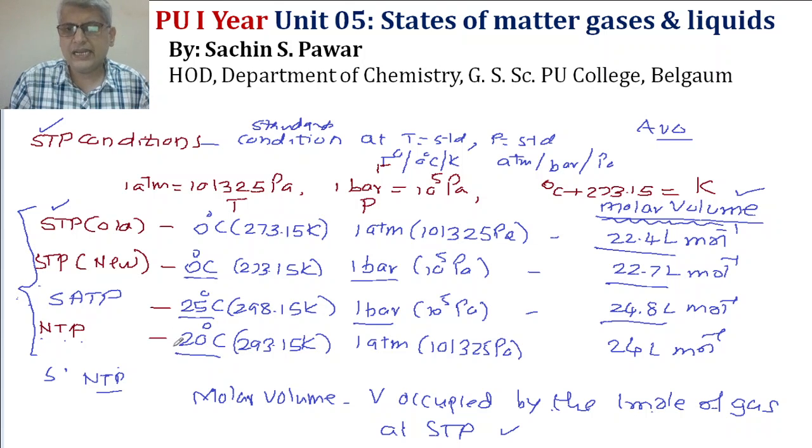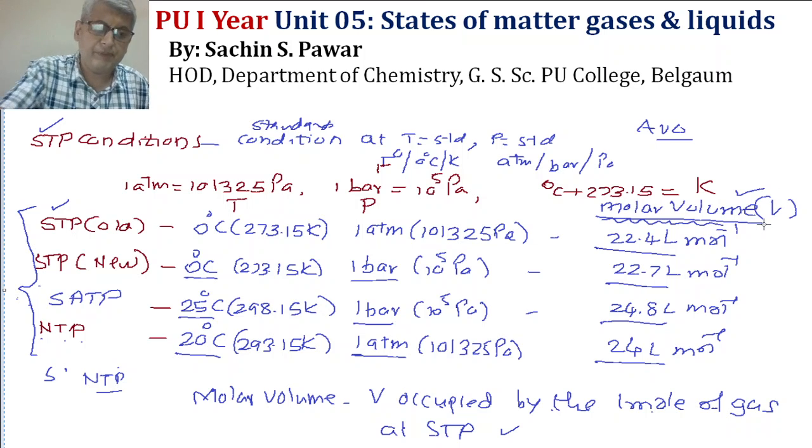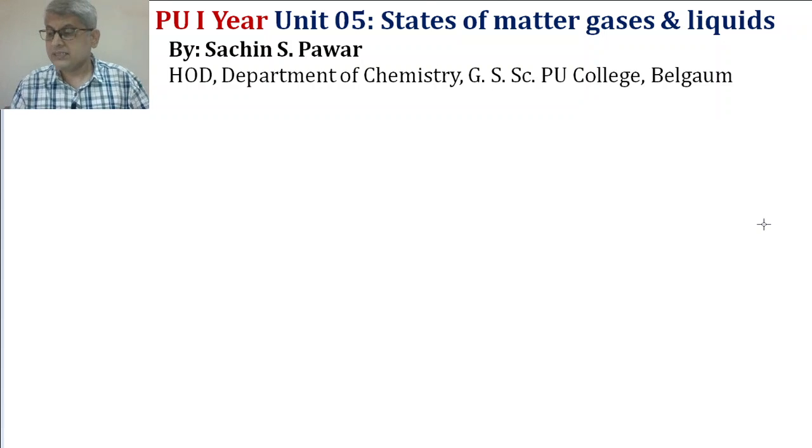So at 20 degrees Celsius NTP, 1 atmospheric pressure, the molar volume will be 24 liters. This is regarding STP condition. This is very, very important for your annual examination as well as competitive examinations, for solving problems where pressure, temperature and volume are correlated. Fine. So Avogadro law gave us STP condition, molar volume. So you know what is molar volume and STP condition.